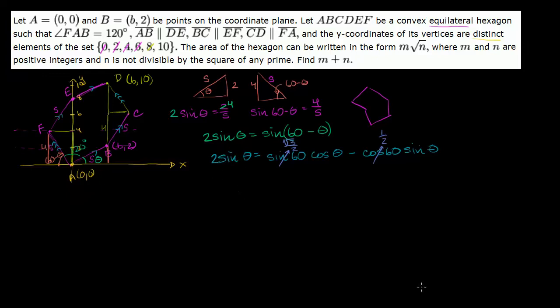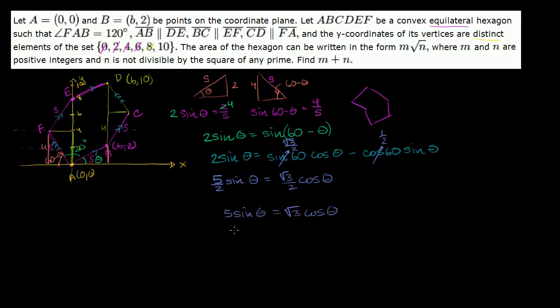So that's going to be 5/2 sine of theta. So I'm just adding 1/2 sine theta to this. So 5/2 sine of theta is equal to square root of 3 over 2 cosine of theta. Right? I added 1/2 sine theta to both sides. Now I can multiply both sides by 2 just to simplify it. So I get 5 sine of theta is equal to the square root of 3 cosine of theta.